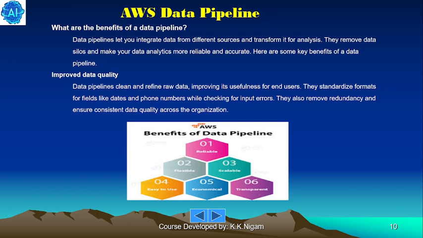What are the benefits of the data pipeline? Data pipelines let you integrate data from different sources and transform it for analysis. They remove data silos and make your data analytics more reliable and accurate. Here are some key benefits of a data pipeline. Improved data quality. Data pipelines clean and refine raw data, improving its usefulness for end users. They standardize formats for fields like dates and phone numbers while checking for input errors. They also remove redundancy and ensure consistent data quality across the organization.